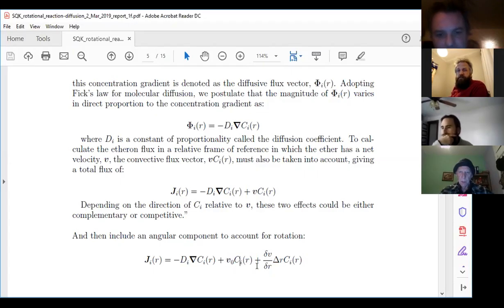So I'm then saying, well, why don't we add another component, which is the rotational component? So this dV by dr is the rotation, multiplied by delta r, that puts it into the units of velocity. And then times the concentration. So I'm just playing around with it at the moment.